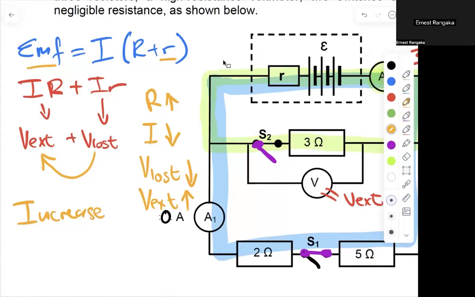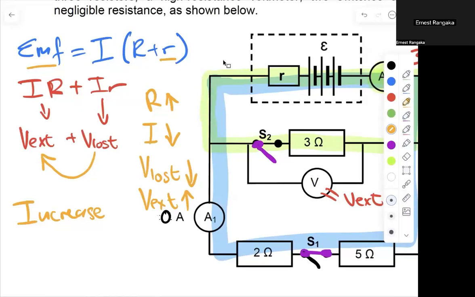And then the next question says, explain what happens. And we just did that explanation. The 4 steps: my total resistance goes up. The current in my circuit goes down. When the current in my circuit goes down, my V lost goes down. And therefore my V external will go up.